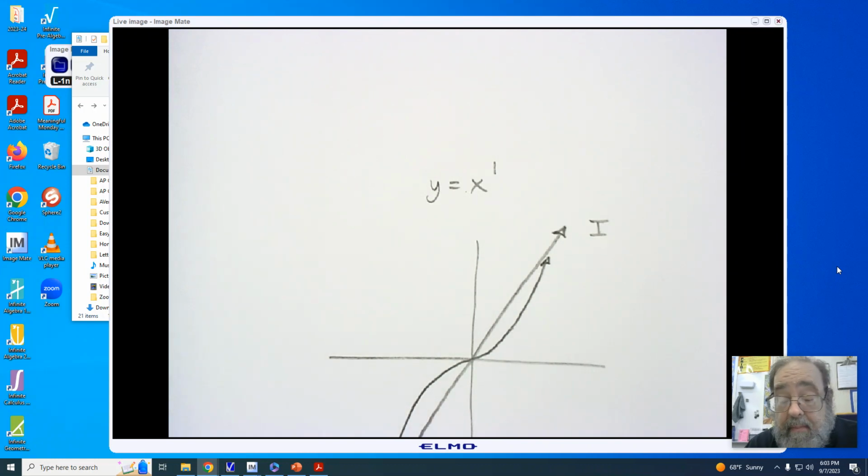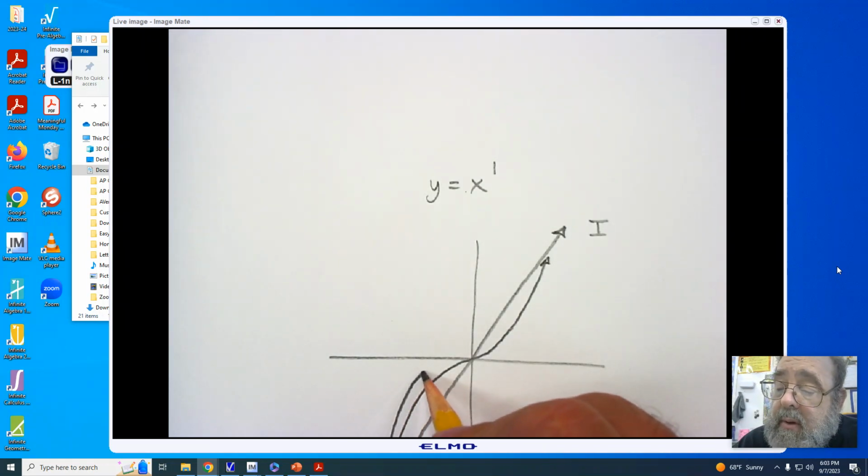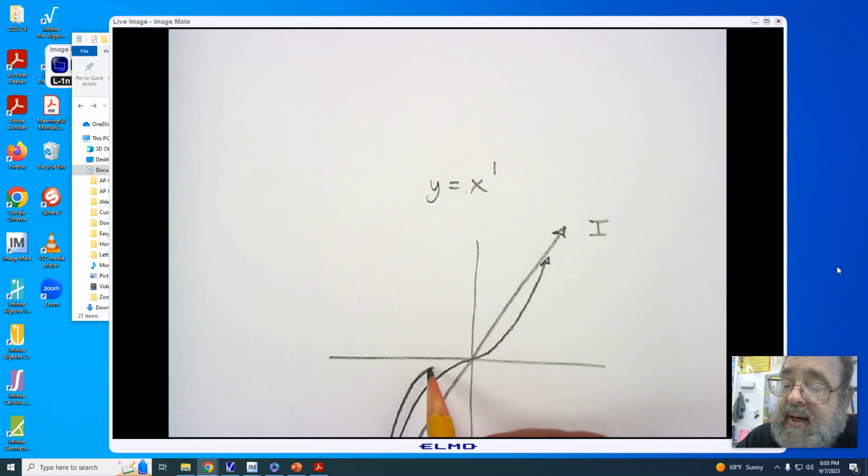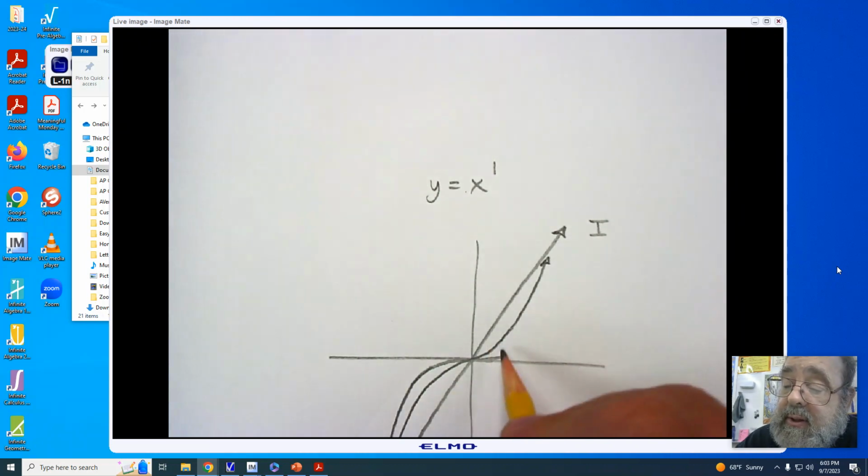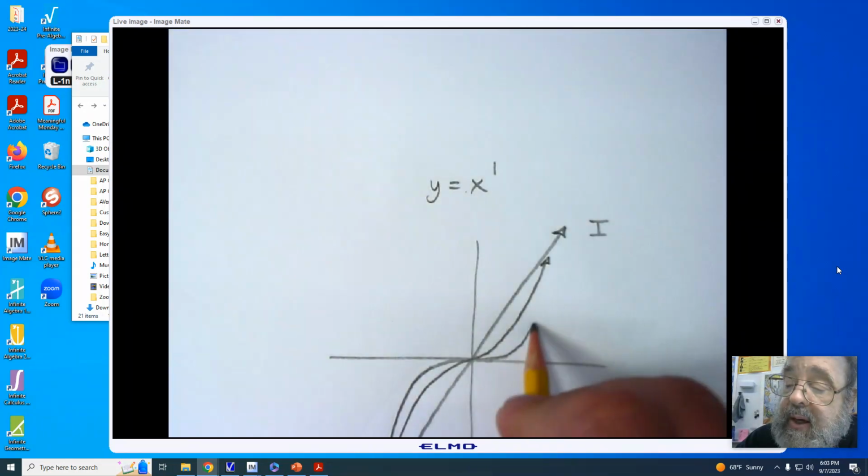A fifth degree polynomial is going to create a longer flat segment. So it's going to come down real quickly. It's then going to cruise along the x-axis a lot longer as it cuts through. It's now in the first quadrant. It reaches a point where it then goes up.